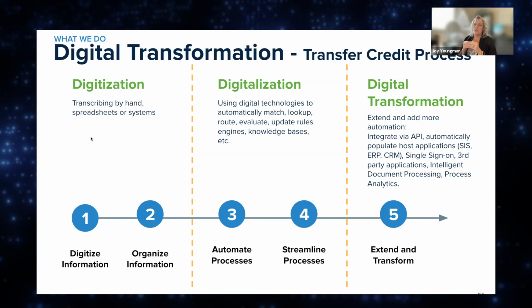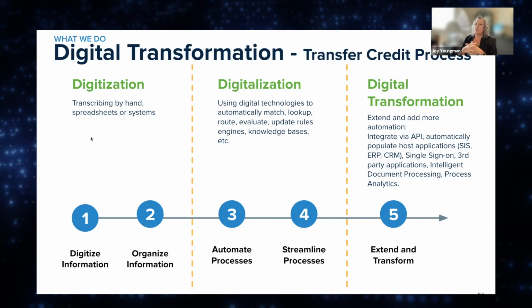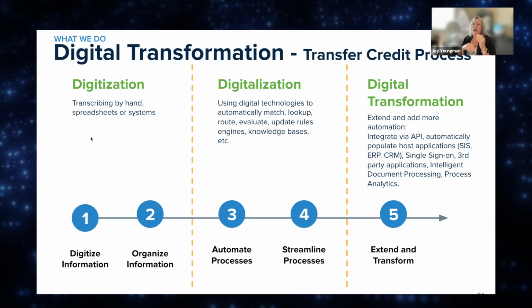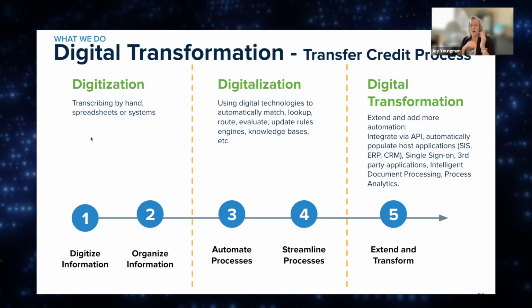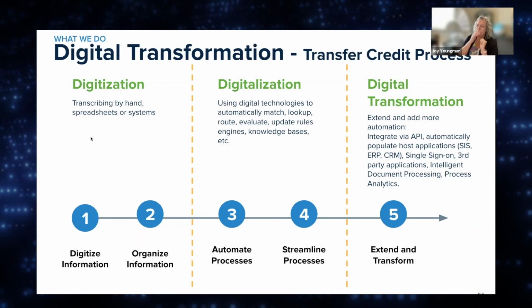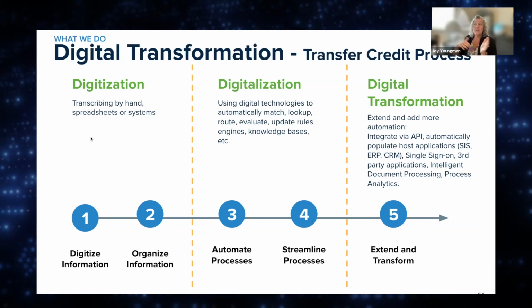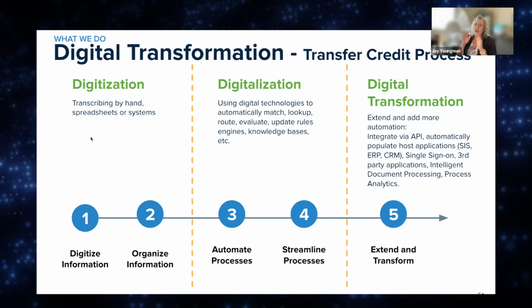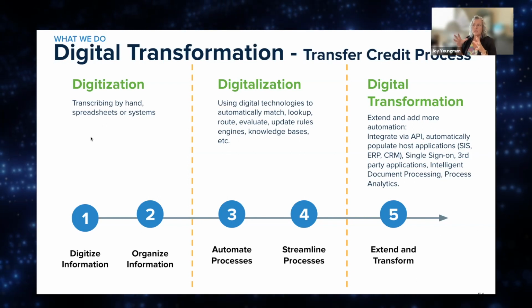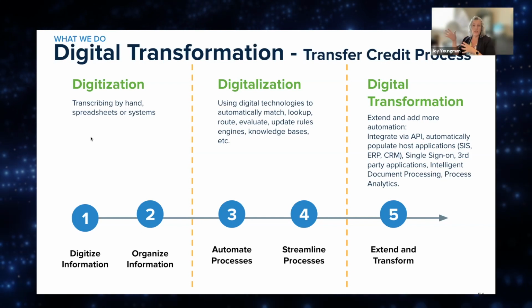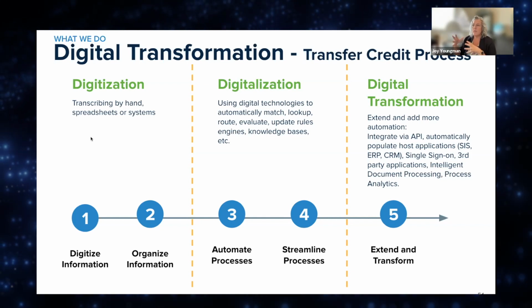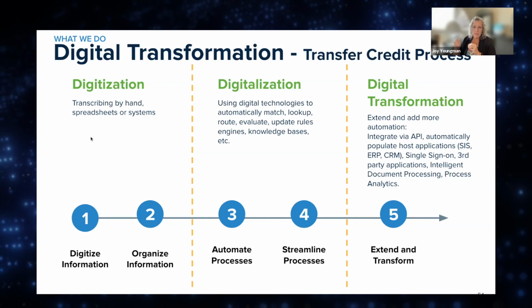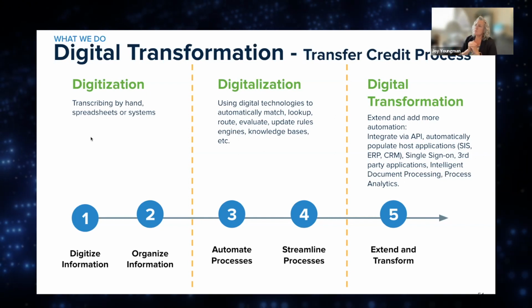Digitalization would be using something like our platform to start doing automatic matching, looking it up, automatic routing, having those email notifications, updating the rules engines, creating those knowledge bases. That is really what I would call digitalization of the transfer credit process, right? That's automating it, streamlining it, making it go much faster.